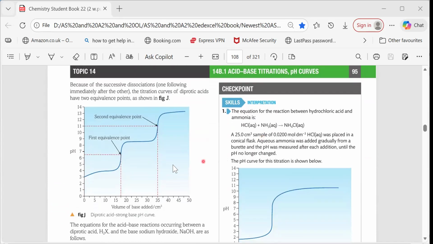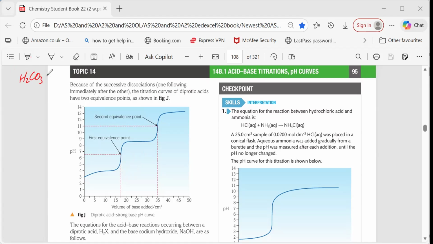So what if we have a diprotic acid? We said that diprotic acid means that it has 2 protons instead of 1. I mean that these 2 protons can be released during the reaction, like, for example, carbonic acid. Carbonic acid has 2 protons. It's a weak acid, carbonic acid.